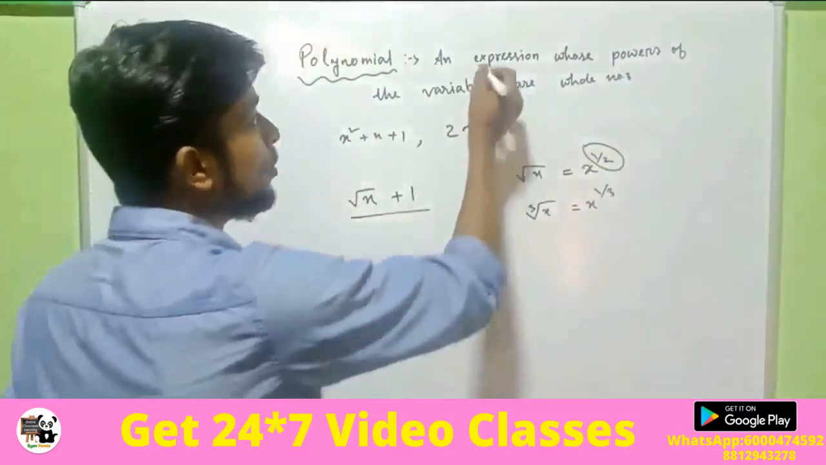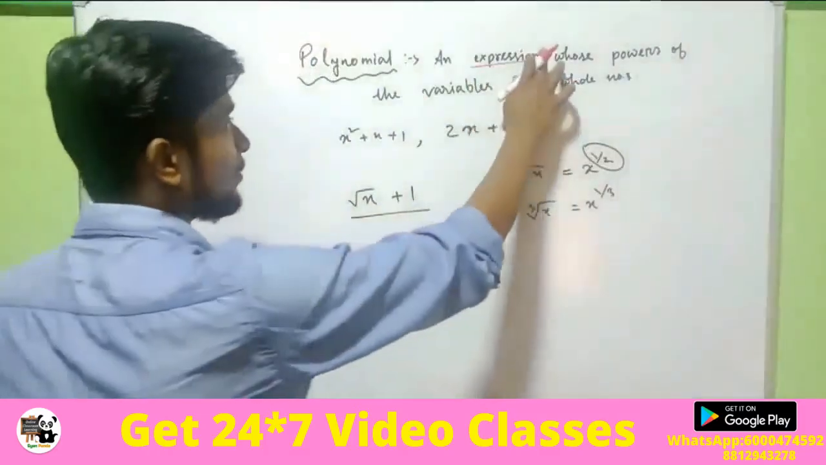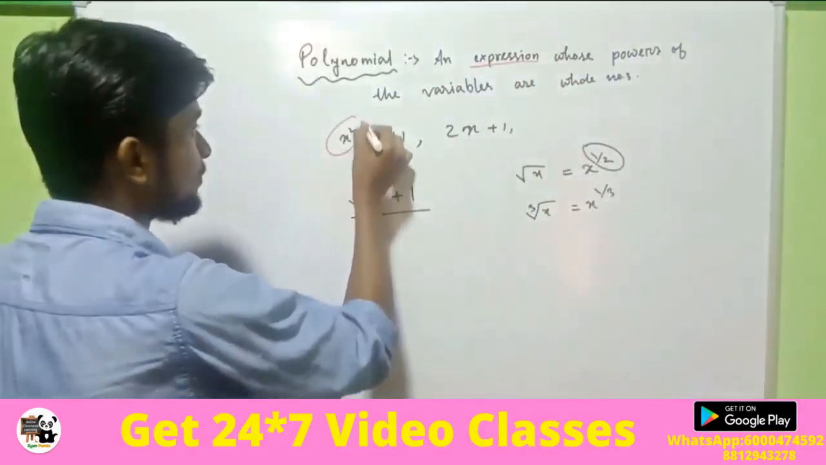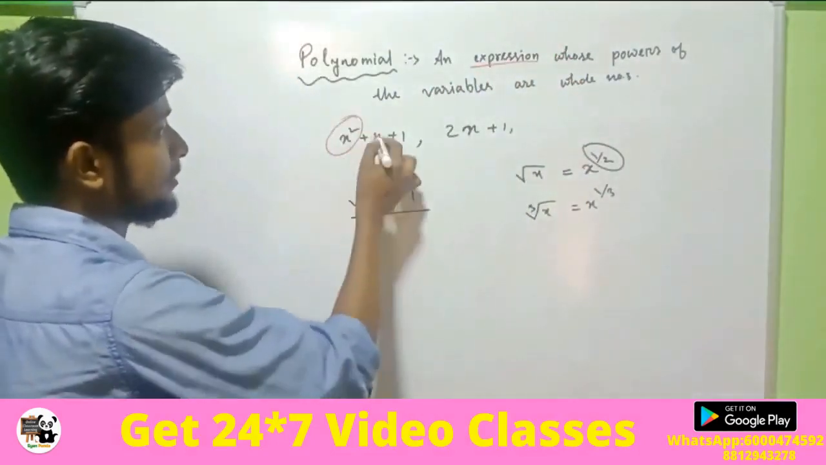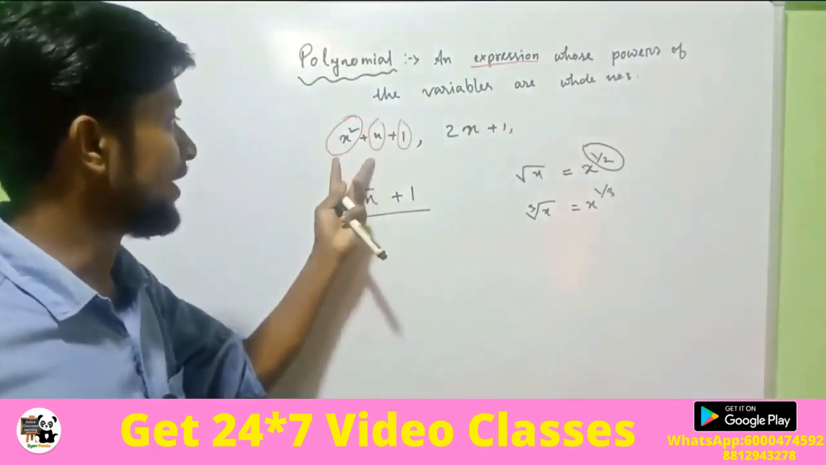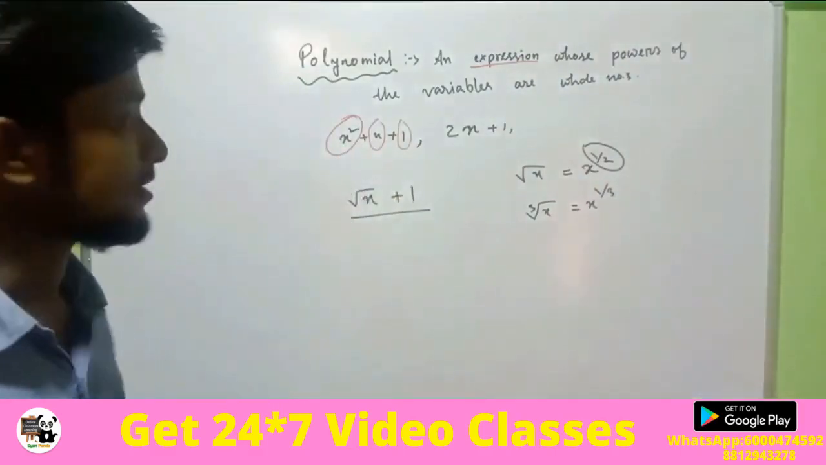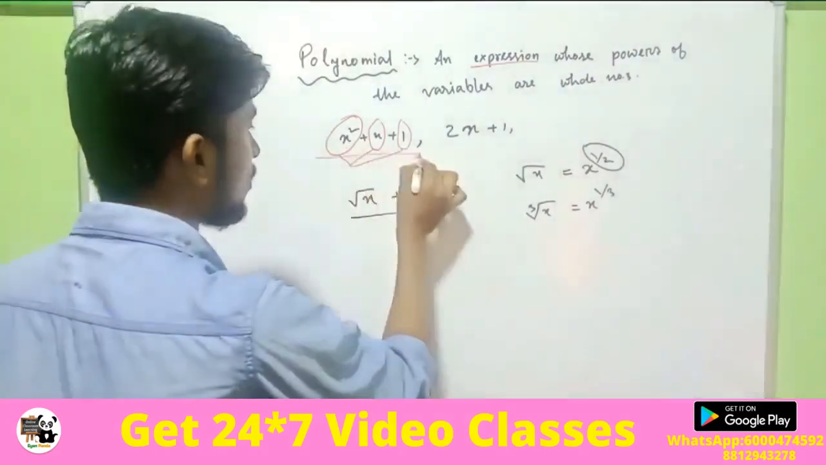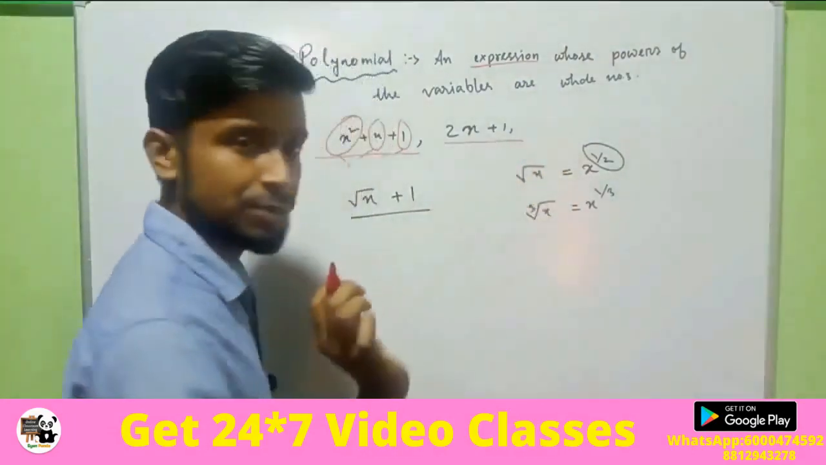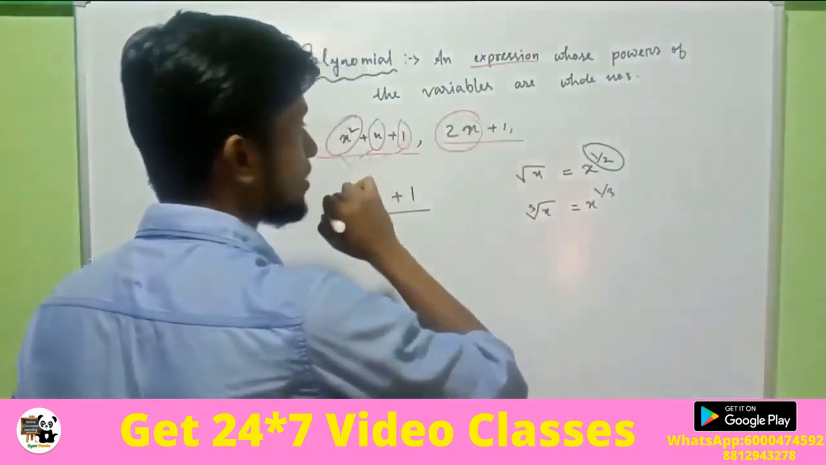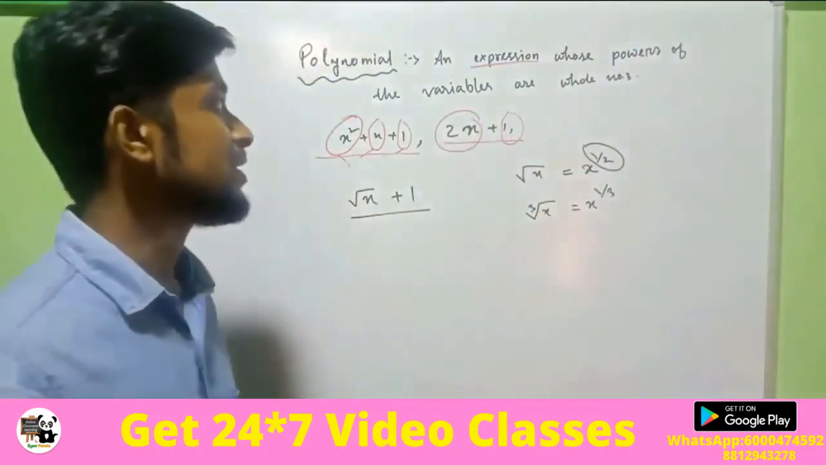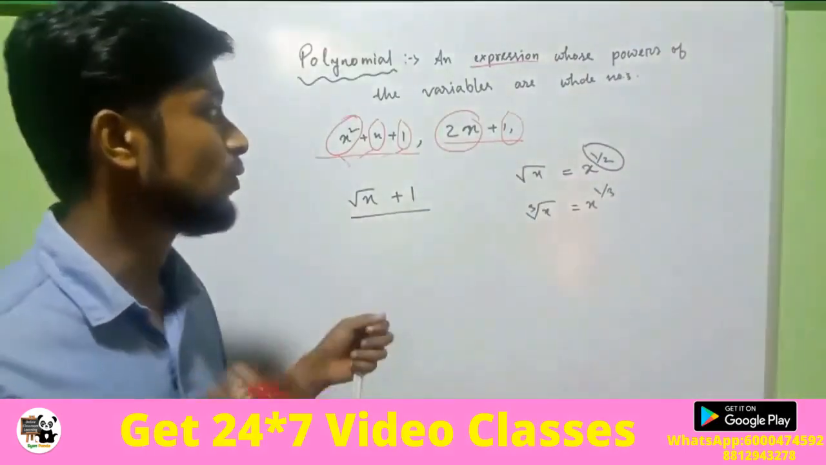Next, do you know what an expression is? First, to know what an expression is, let's know what a term is. X square is a term, x is a term, and 1 is also a term. These two are called variable terms, and this one is called a constant term. Together this is called an expression, and each part is called a term. That means an expression is an accumulation of 2 or 3 terms.